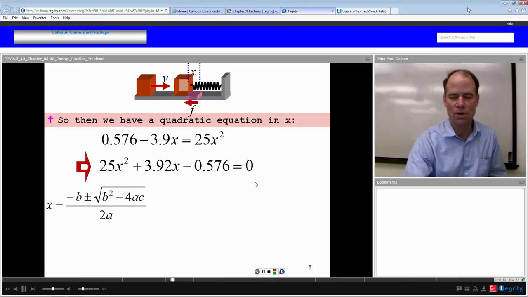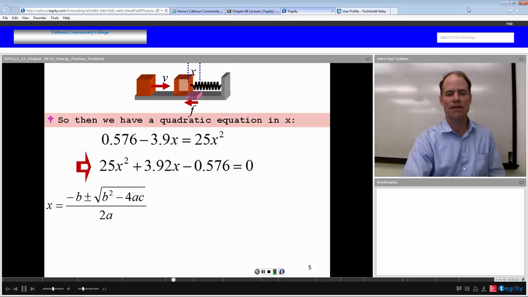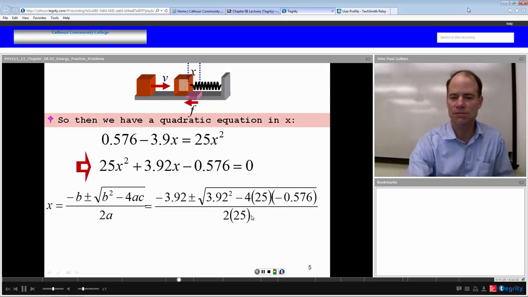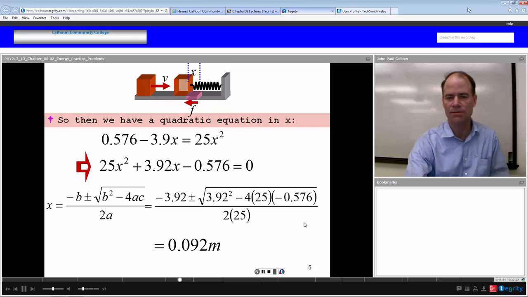Put that into the quadratic formula, and we have x is equal to negative b plus or minus the square root of b squared minus 4ac, over 2a. A negative b, 3.92, plus or minus b squared, 3.92 squared, minus 4 times a, 25. C is a negative 0.576, so we're going to have a negative negative in our radical here, which will be plus, over 2 times a, which would be 2 times 25. And if we add these together in the numerator, we're going to get 0.092 meters.